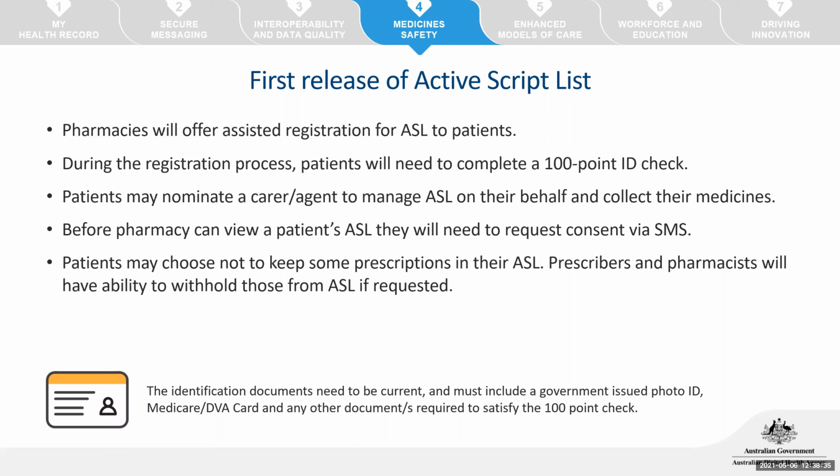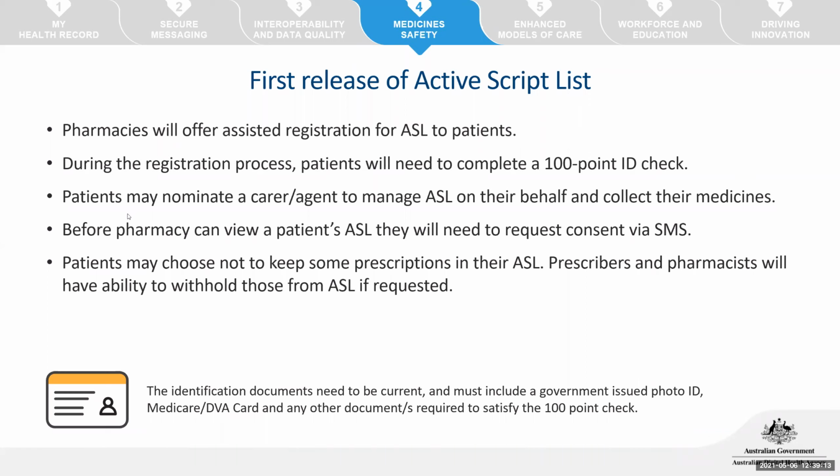And during the registration process, the pharmacy staff will need to complete the 100 points of ID check for this individual to register them. And in terms of the documents that are required, one of them does need to be a government issued photo ID. Another one does need to be a Medicare or DVA card, and then any other documents that will satisfy and make up the 100 points check. And then the individual will simply need to agree to the terms and conditions, and they will then be registered for an active script list.